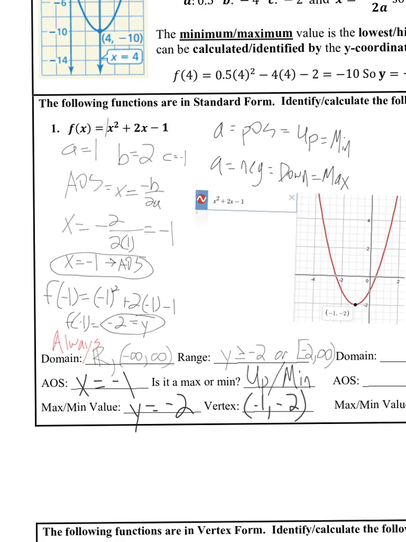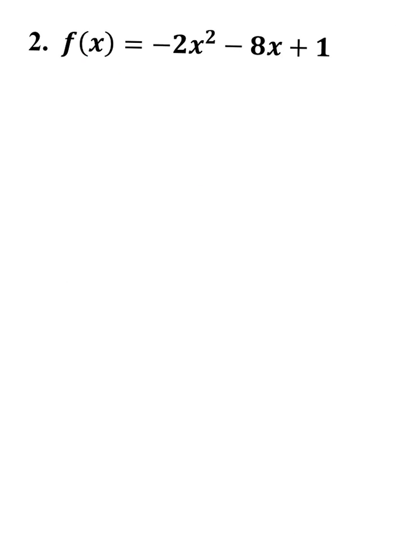So let's move on to number 2. Number 2, I have negative 2x squared minus 8x plus 1. So I have an a value of negative 2. You're never going to write the x's for your A, B, and C. Your B is negative 8, and your C is 1.